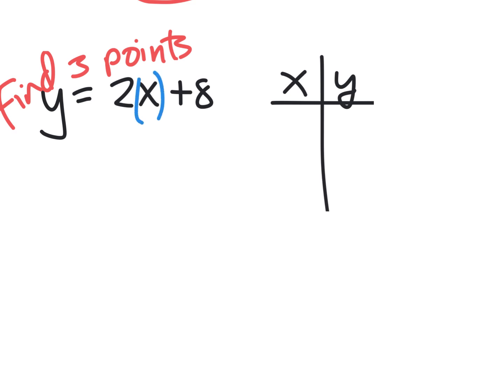Well, you pick any points you want, but you pick strategically. Like, you could pick 70, but that'd be dumb because then it's going to go way off the graph. So probably pick like 0. 2 times 0 is 0, plus 8 is 8, 0 comma 8. Find me 3 points on this. That's 1 point.